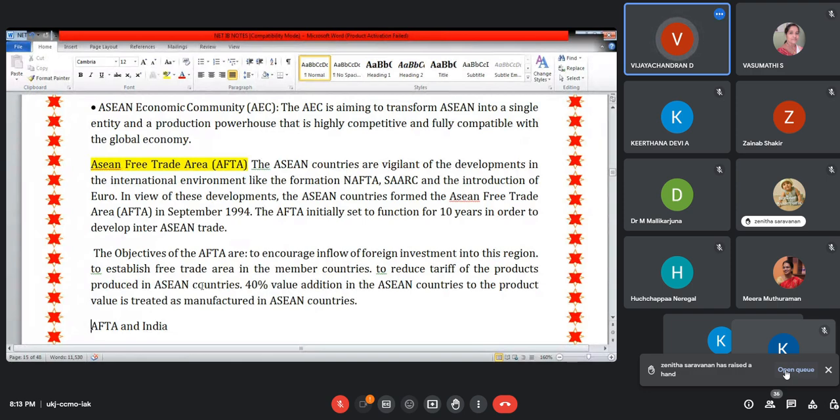What is the purpose of the free trade zone? All those countries, Brunei, Thailand, all the 10 countries, will trade with no restriction, no barrier in the form of tariff. So it was established in the year 1994.